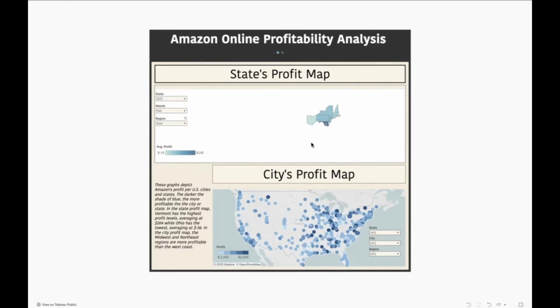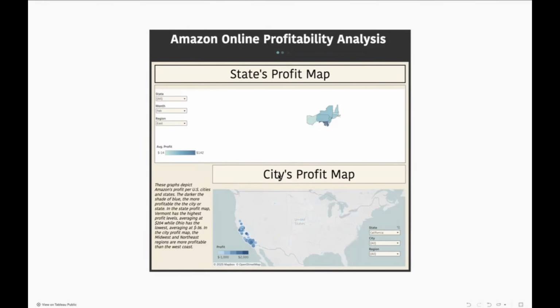Again, if you want to focus on a specific state, such as California, you would have that option. You would just click California like so and be able to see all the profitable cities within that state. Cities such as Chico, California, Fairfield, Davis, Brentwood, etc., are some of the most profitable among all of the cities in California.